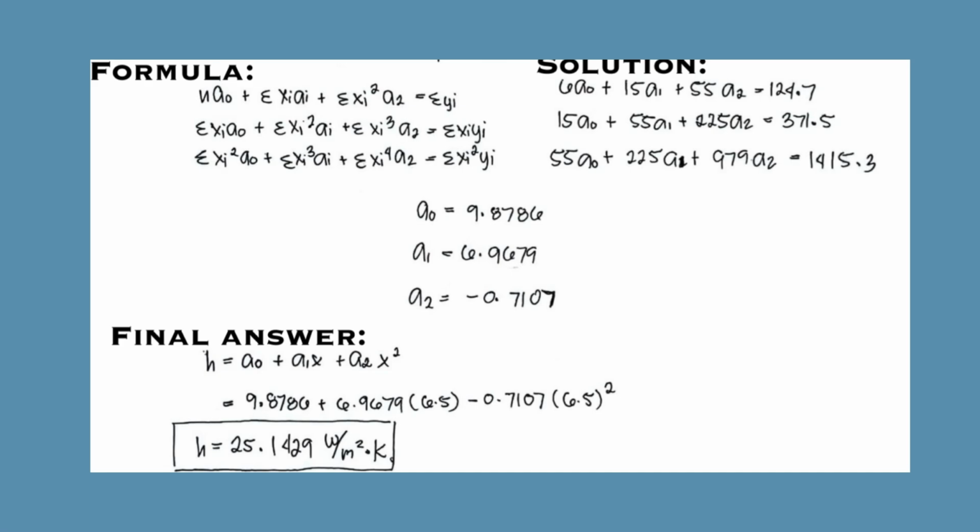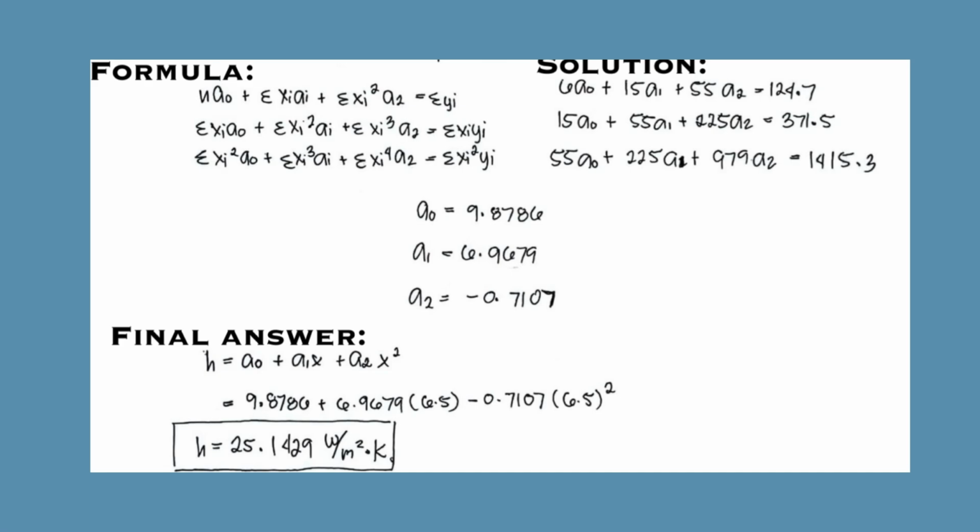After we find a sub 0, a sub 1, and a sub 2, we have to proceed to the general form of quadratic regression. To find the quadratic regression, we have h equals a sub 0 plus a sub 1 x plus a sub 2 x squared. Since what we are finding here is at x equal to 6.5, that is our finding.